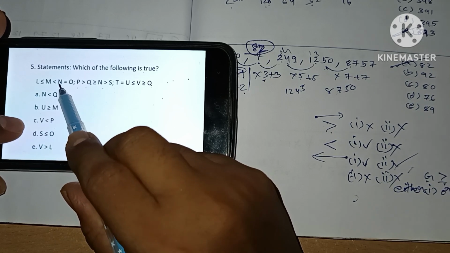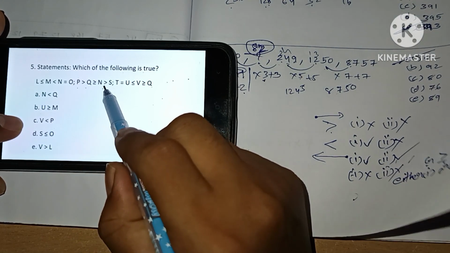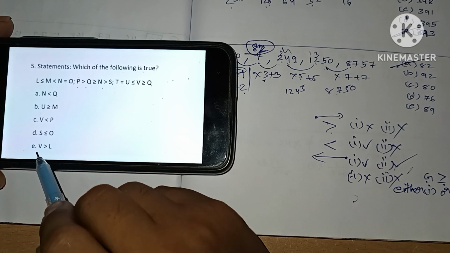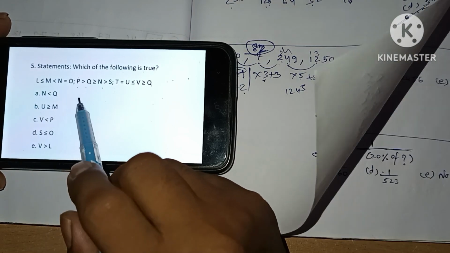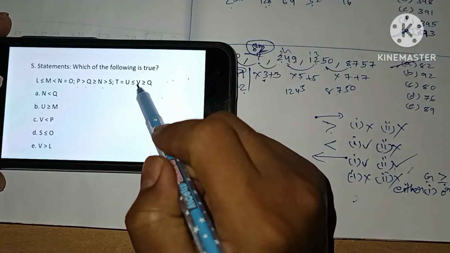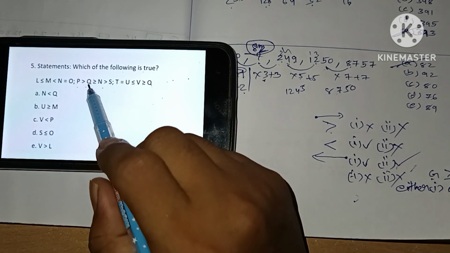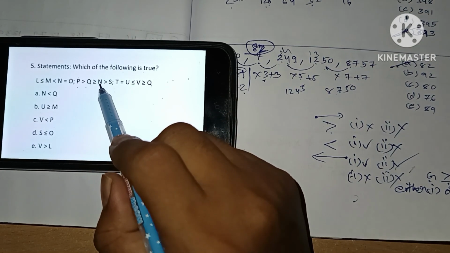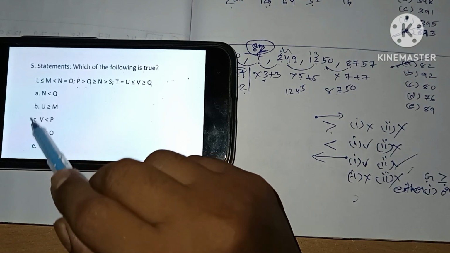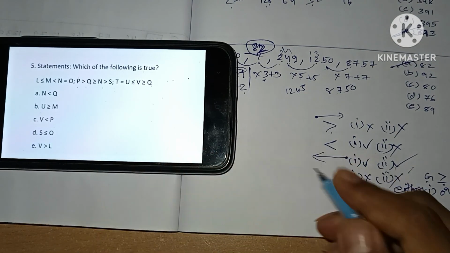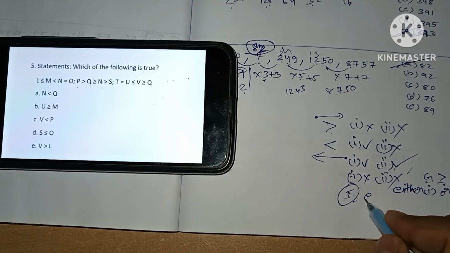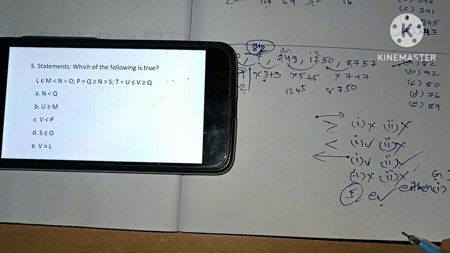O to S with everywhere equal to. From O we can reach to N. From N we can reach to S. But there is missing of equal to here. Let's see fifth one. The flow from V to L. From V we can reach to Q. From Q we can reach to N. From N we can reach to L. So option E is our answer. In fifth question, option E is our answer.